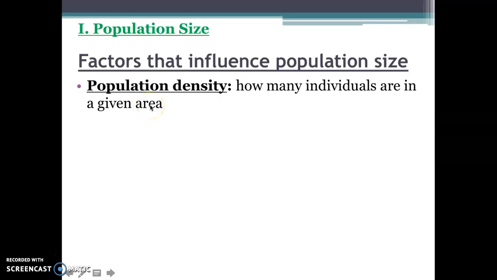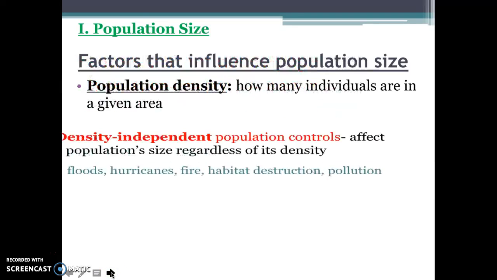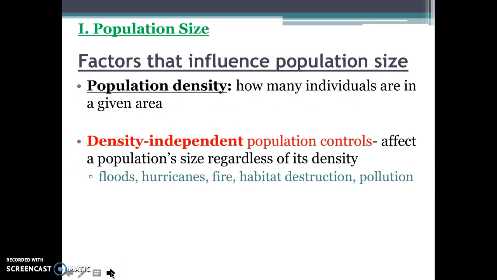So some things that influence the population sizes. First, you got to know what I'm talking about when I say population density. That just means how many individuals are living in a given area at a certain time. There's one type of population influence called density independent population control. That is stuff that happens to the population, and it's going to wreak havoc no matter how dense the population is. Some examples like a flood or hurricane or a forest fire is going to cause some damage no matter if there's a couple squirrels living in this forest or it's packed with squirrels.